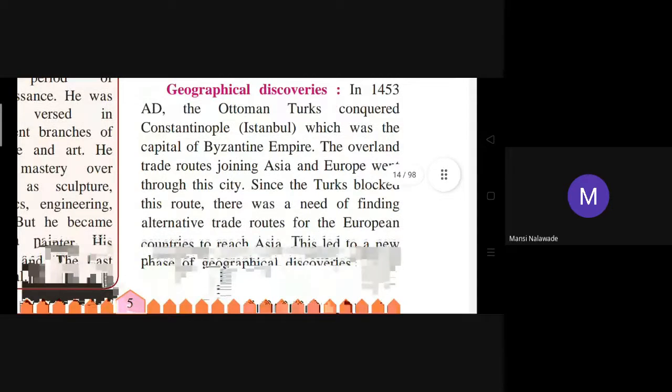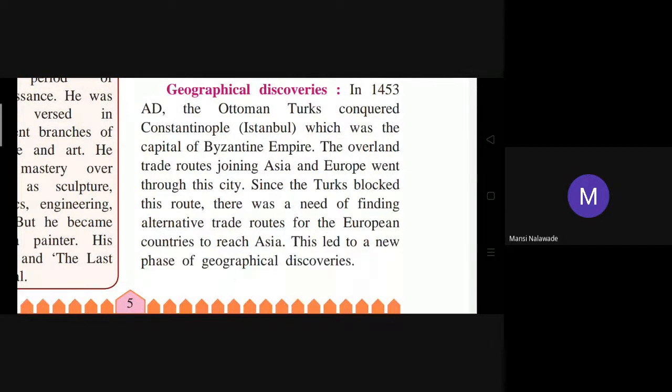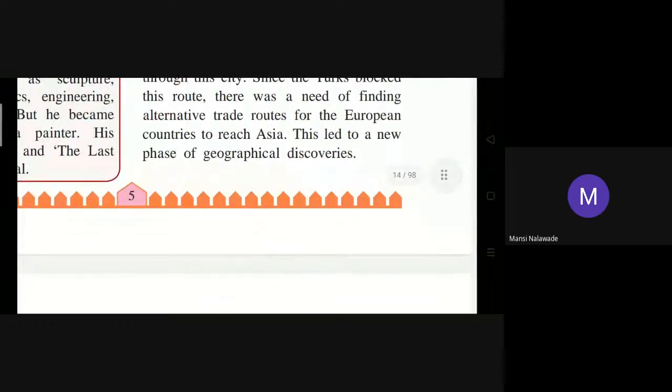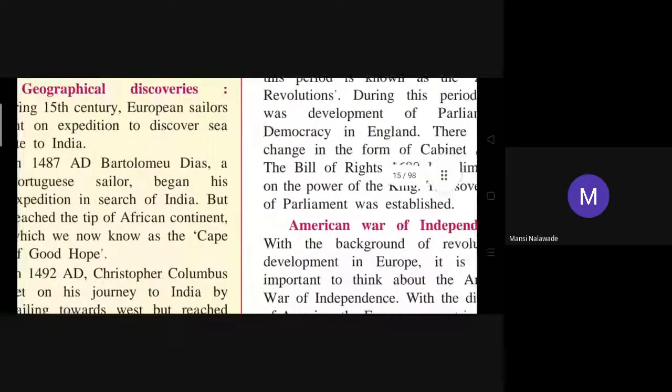Geographical discoveries. In 1453 AD, the Ottoman Turks conquered Constantinople, Istanbul, which was the capital of the Byzantine Empire. The overland trade routes joining Asia and Europe went through these cities. Since the Turks blocked this route, there was a need for the European countries to find alternative trade routes to reach Asia. This led to a new phase of geographical discoveries.